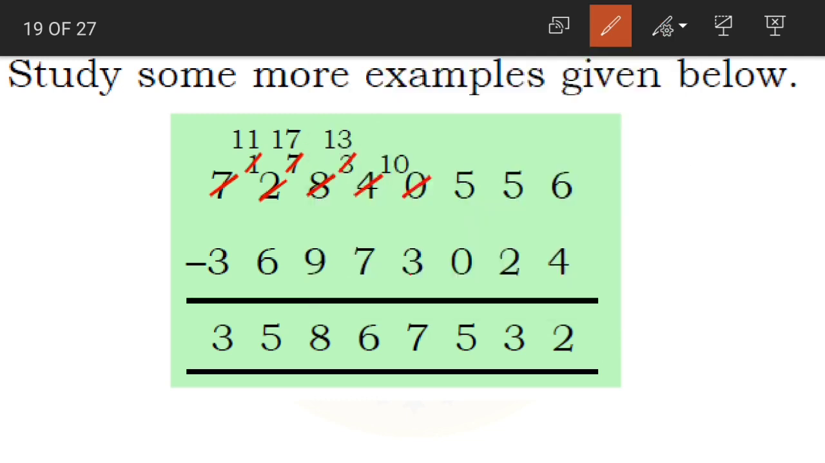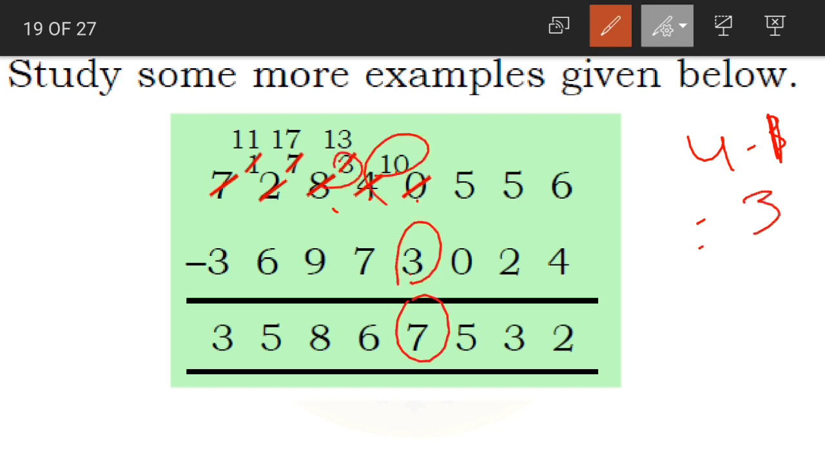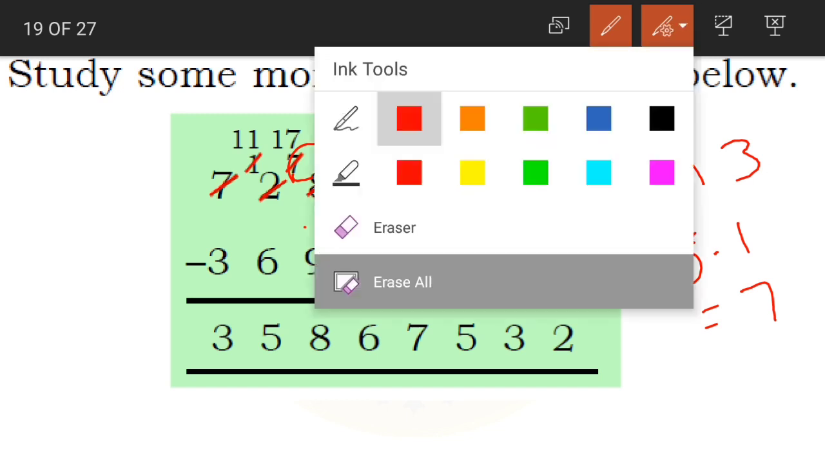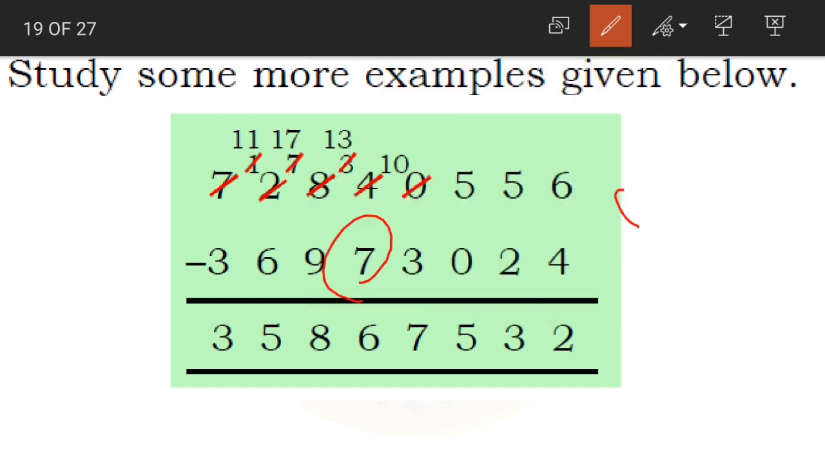Now 0 minus 3 is not possible, so we are borrowing. 0 becomes 10, 4 becomes 4 minus 1, that is equal to 3. 10 minus 3, 7. Now again here 3, we are having 3 minus 7, not possible, so we are borrowing. 3 becomes 13, 8 becomes 8 minus 1, 7. Now 13 minus 7, keep 7 in mind. After 7, start counting. 8, 9, 10, 11, 12, 13. How many fingers, children? 6.